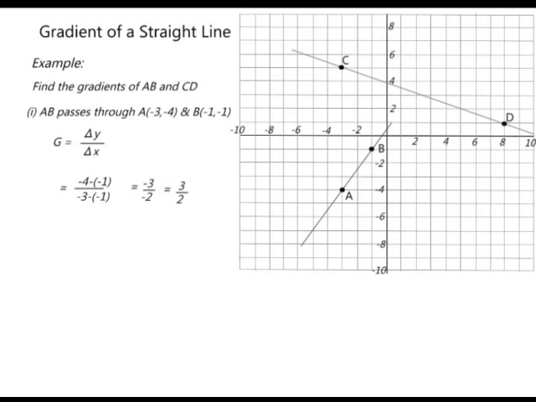For line CD, the line passes through the points (minus 3, 5) and (8, 1). Gradient is equal to change in y over change in x. 1 minus 5 over 8 minus minus 3 gives us minus 4 over 11. Notice that the gradient is always negative when the line is inclined in the direction such as CD, and positive when it's inclined in the direction of AB.